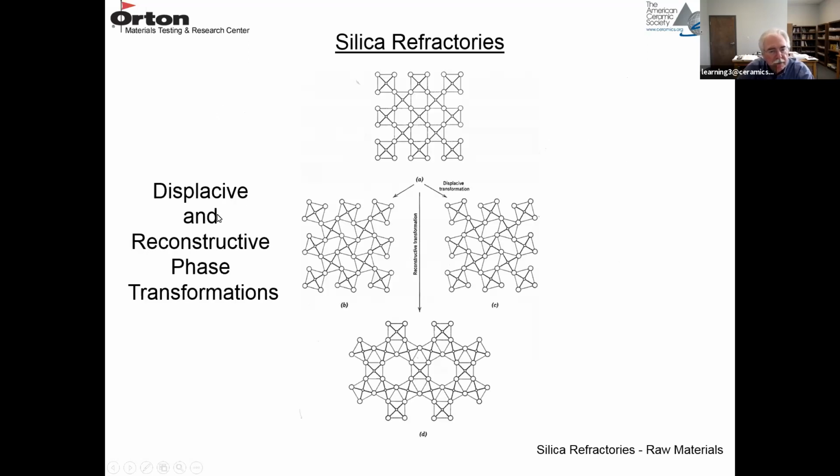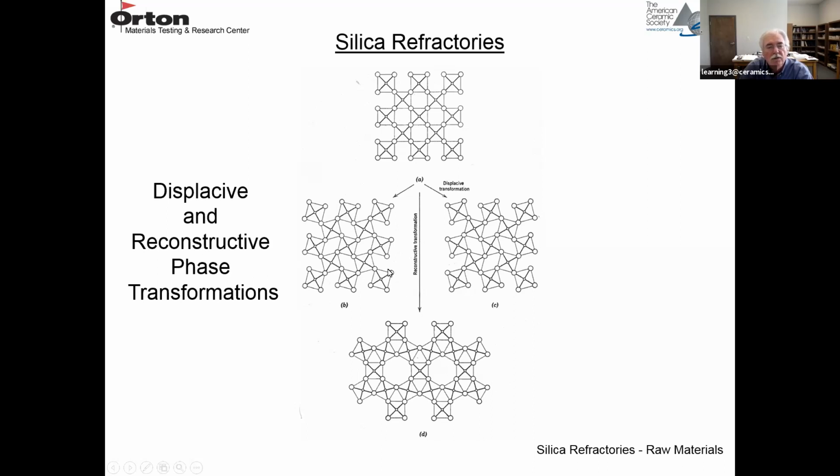This is a diagram showing a displacive and a reconstructive phase transformation. So we start at the top. We have some type of crystal structure, and that's A, and then we can go to B or C, those diagrams. And we have distorted structures. The bond angles have changed, maybe the bond lengths have changed. That's a displacive transformation. Figure D is a reconstructive transformation.